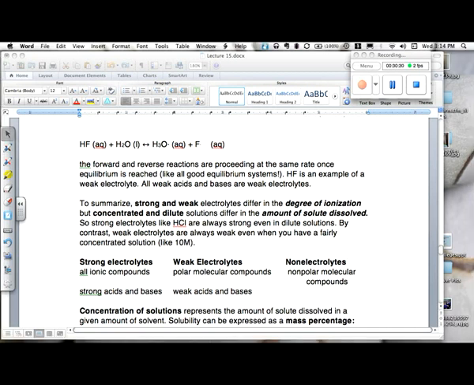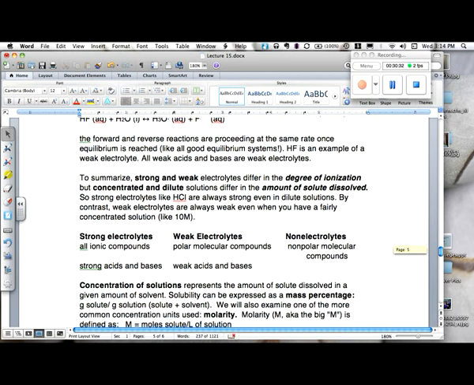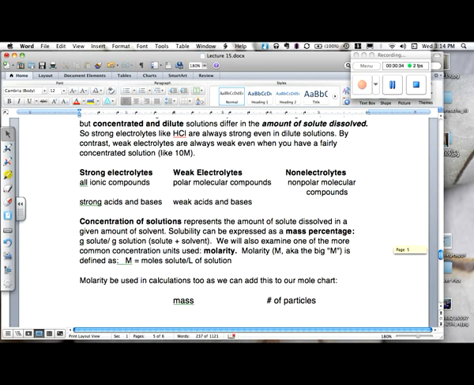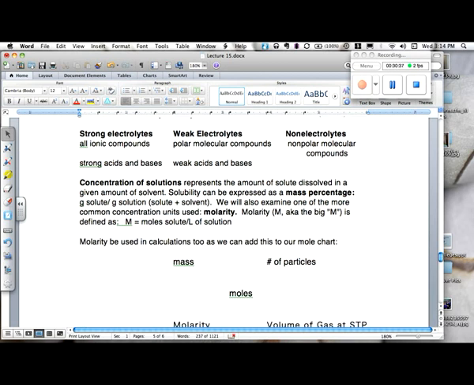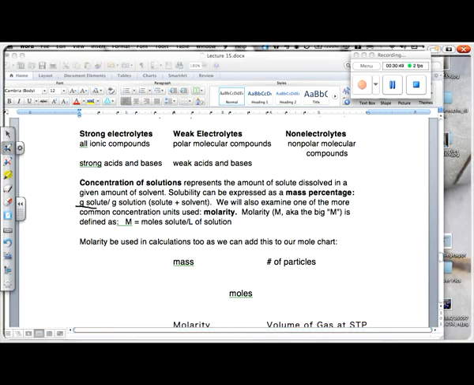All right, one more thing to do, and this is where the calculator comes in. Concentration, strong versus dilute, represents the amount of solute dissolved. We can do it as a mass percentage, where you take the grams of solute over the grams of solution. So again, like any other percentage, it's the part over the total. So you'd be taking the amount of solute plus the amount of solvent times 100.